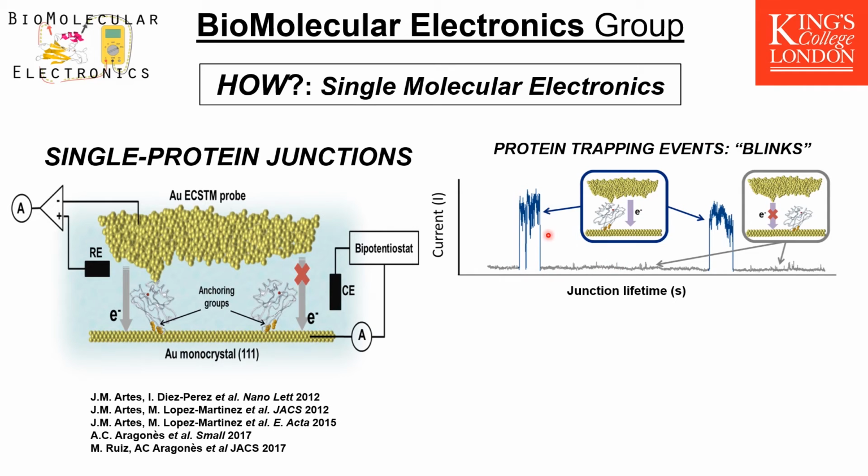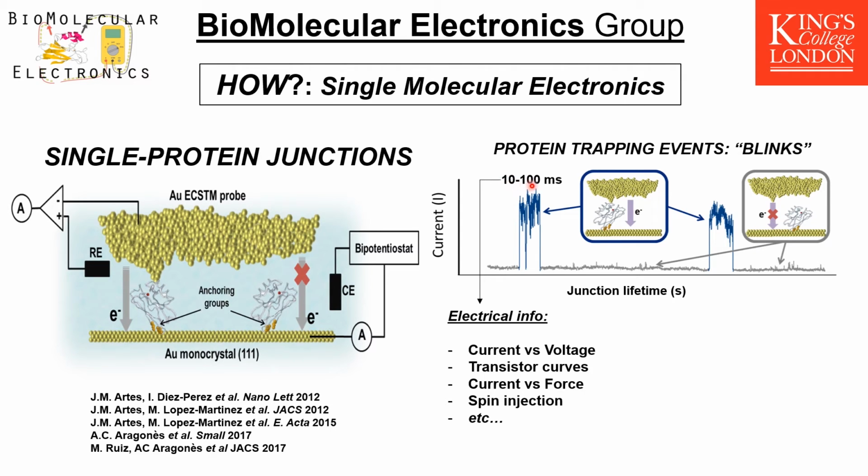When a blink occurs, a protein gets trapped between the two electrodes, and then you can measure a current level. Because you're measuring this in ambient conditions at room temperature in an electrolyte, the lifetime of these blinks is really short, between several tens to a few hundreds of milliseconds. But our electronics are fast enough that in this very short time frame, we can ramp any electrical characterization that we want from the single protein junction, such as current versus voltage characteristics, transistor behavior, current versus force, spin injection, and pretty much any electrical characterization that we want to take from the single protein device.